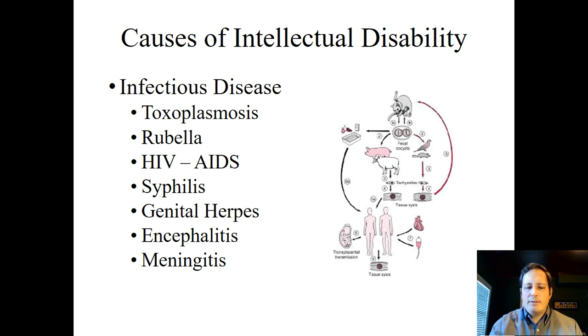Encephalitis and meningitis are both infectious diseases that can occur after birth, primarily during infancy, and can cause intellectual disability. With encephalitis, this is an infection of the brain that produces inflammation and permanent damage in about 20% of cases. Meningitis, on the other hand, is an infection of the meninges, which are three main membranes that line the brain overall. So it's kind of a protective covering.